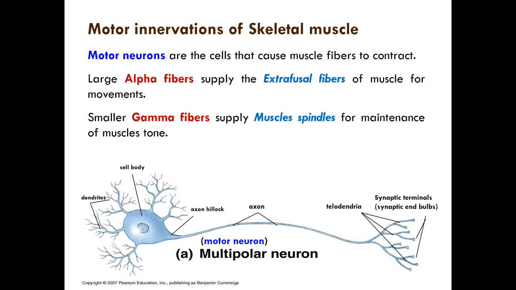So there are two types of fiber: one is the alpha fiber and one is the gamma fiber. These are the nerve fibers. Obviously this alpha nerve fiber supplies the extrafusal fibers, and those extrafusal fibers of the muscle are actually doing the muscle movements. On the other hand, the gamma neuronal fibers supply the muscle spindles. Muscle spindles are special structures that help in the maintenance of muscle tone.